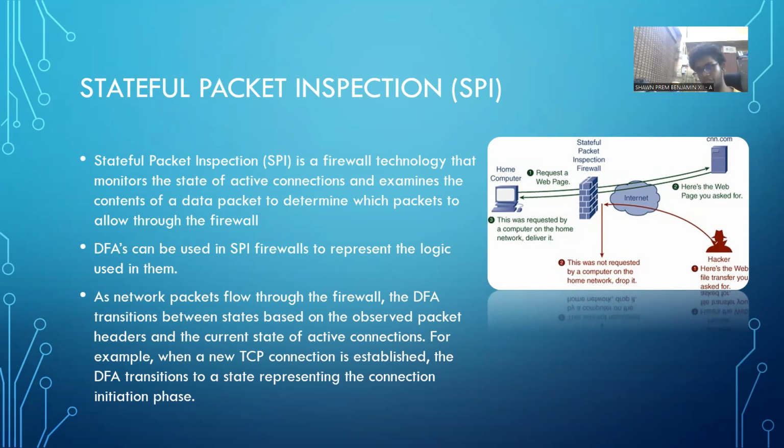Suppose there's an outside source which is sending a packet. The SPI firewall, that is stateful packet inspection, will check each and every detail of the packet to check if it follows its meticulous set of rules and regulations. If it does not, it is immediately dropped, assuming it is malicious.